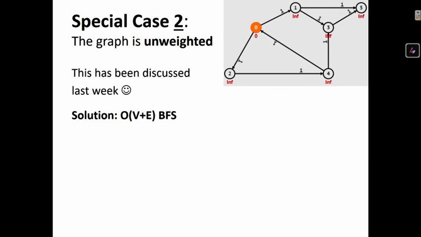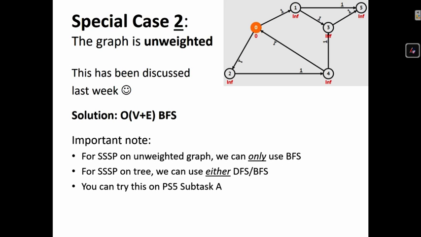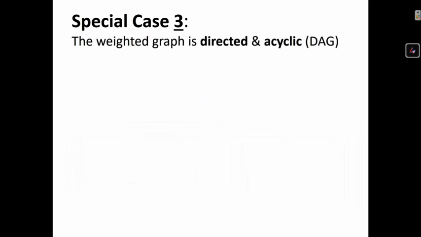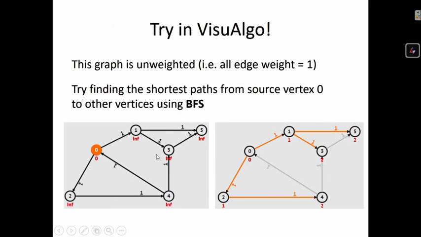Okay, second special case is when the graph is unweighted or has the same constant weight. This one we already discussed last week, right? So the way to do it is use BFS, O of V plus E. I will not go through it again. I think you should be quite familiar with this now. So, important note, on unweighted graphs, use BFS. On a tree, you can use either BFS or DFS because there's just one single path, no problem. I'll just skip this. You can try this on your own.